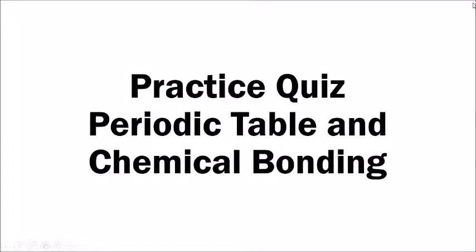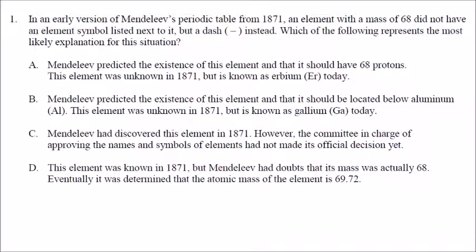These are the answers to the practice quiz on the periodic table and chemical bonding. Number 1. In an early version of Mendeleev's periodic table from 1871, an element with a mass of 68 did not have an element symbol listed next to it, but a dash instead. Which of the following represents the most likely explanation for this situation?